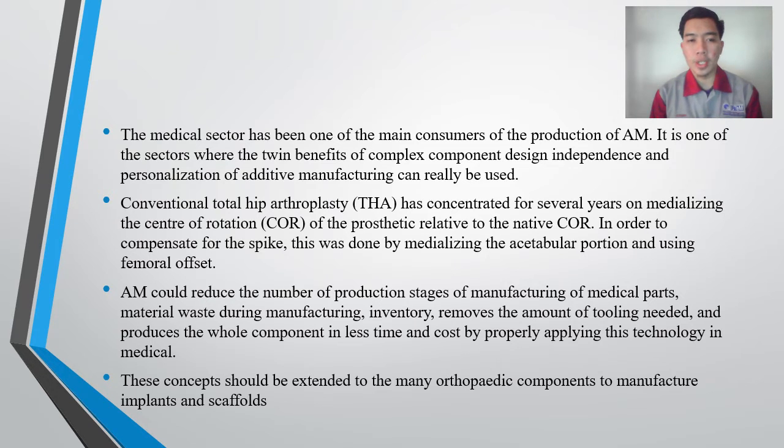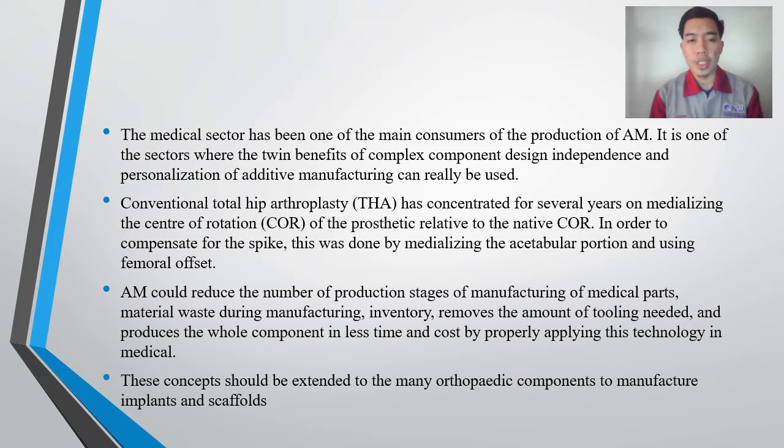can really be used. Conventional total hip arthroplasty (THA) has concentrated for several years on medializing the center of rotation (COR) of the prosthetic relative to the native COR in order to compensate for the spike. This was done by medializing the acetabular portion and using femoral offset.